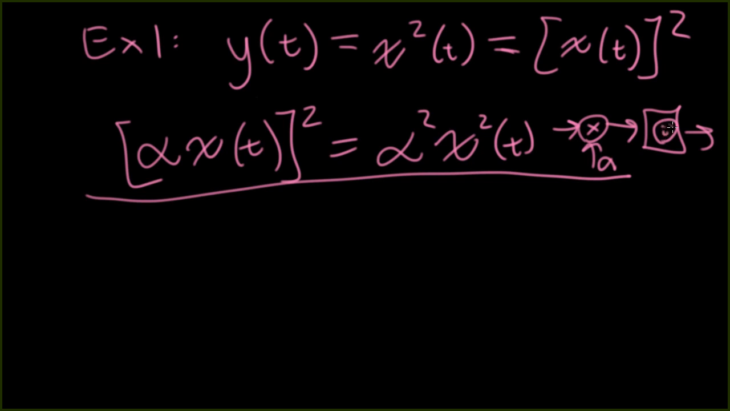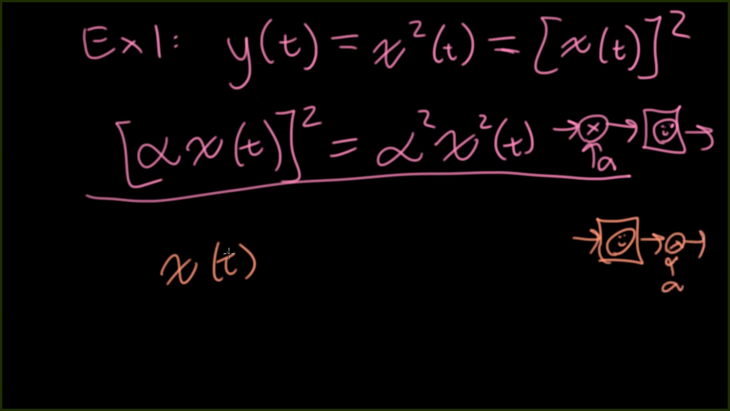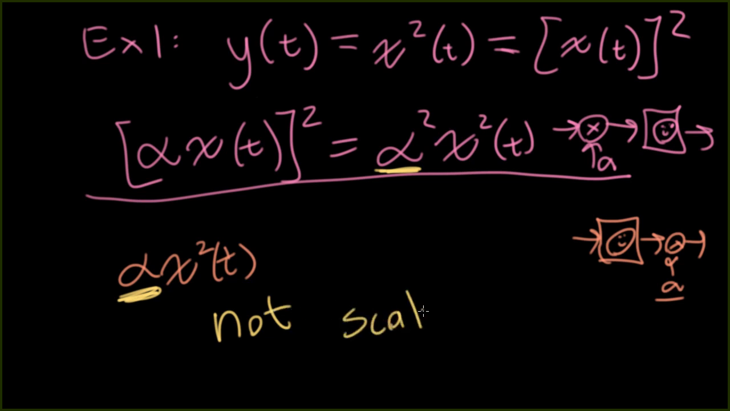Here's our happy system. All right, now what if I take the signal and run it through the system first? So I'm going to run it through the system, and then I'm going to do the scaling. Let's see what happens here. Okay, so I'll run it through the system, it squares it, and then I multiply it by the alpha. Ah, I see that these aren't the same. I have an alpha squared here. I have an alpha here. So this does not have the scaling property.